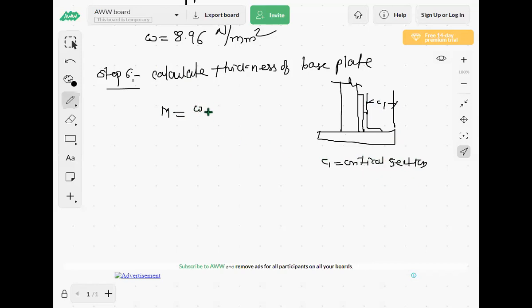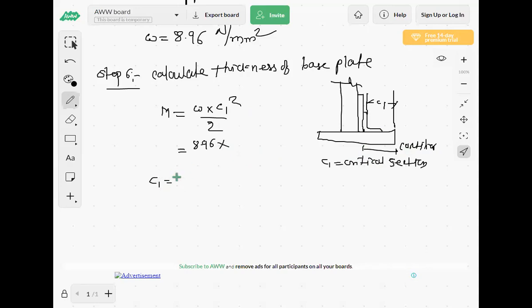So here we have to calculate first the bending moment due to this critical section. How to calculate? Bending moment M is equal to W into C1 square by 2. This is the cantilever part, and in this cantilever part the failure of the section will occur due to the moment. Now the intensity of pressure we have calculated, that is 8.96, so 8.96 into C1.